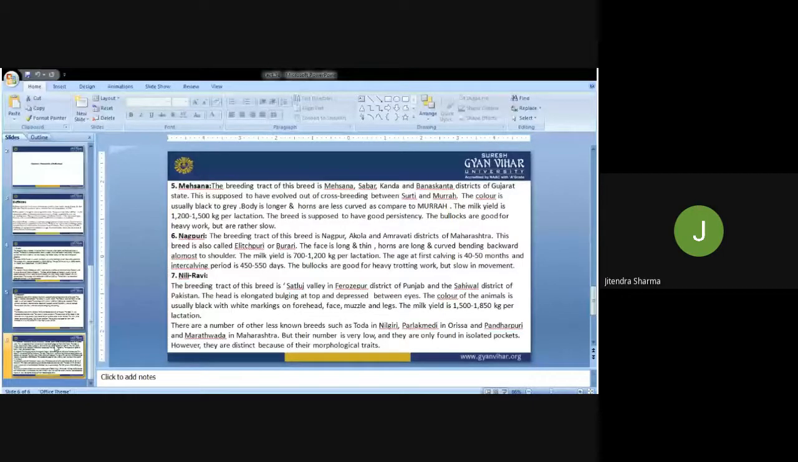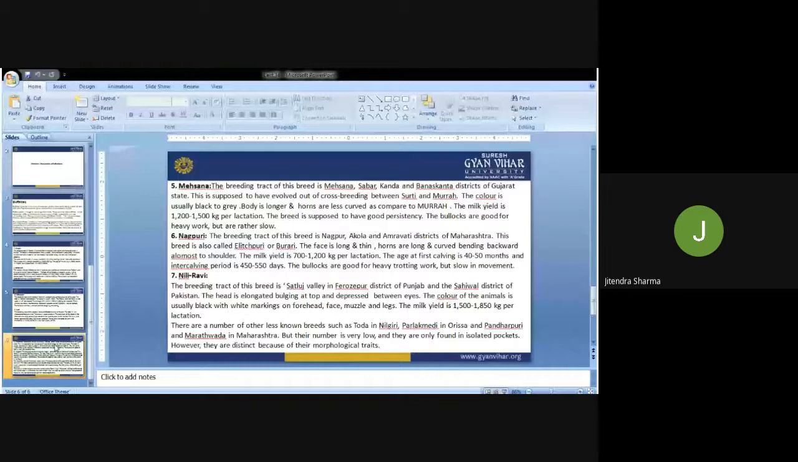We see that the horns are short and very much curved. The milk yield is around 1200 to 1500 kg per lactation. The breed is supposed to have good persistence. The bullocks are good for heavy work but are rather slow, a little bit lazy by nature.